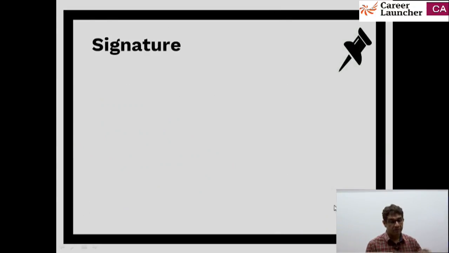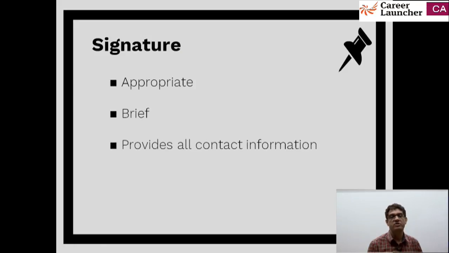And then after your body, you have a signature. Make sure that it is appropriate, brief, and provides all your contact information. A lot of people tend at times to add some funny things here, and that is what I meant by appropriate. If it's a professional email, make sure that you do not add anything funny or humorous. All the laws governing confidentiality and legalities also equally apply to emails, so make sure that you do not divulge anything unnecessary, that it contains all the relevant legal warnings, and that it looks professional.